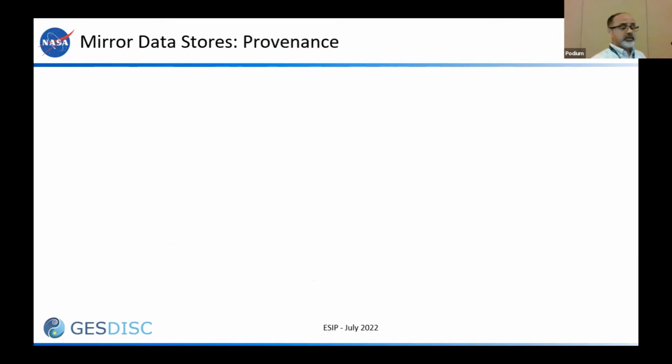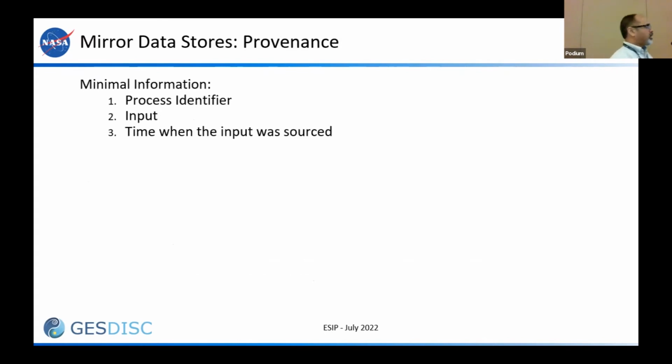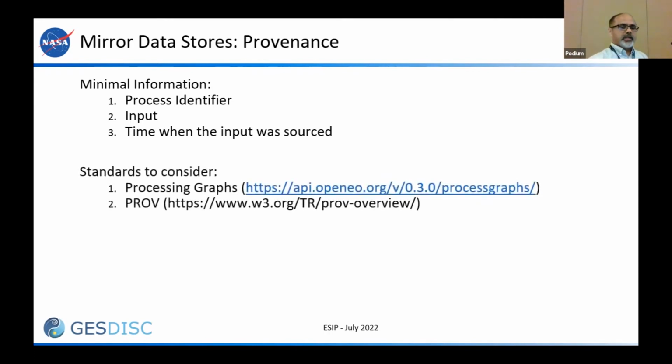The next is the provenance. For the earlier examples that my colleagues were explaining, Giovanni is an application that uses Zarr as the data store. We thought of storing some minimal information that indicates what process it went through, what the input was, and the time when the input was sourced, because the input data can change, so that way we know whether it's fresh or not. There are some standards we can consider. I like the processing graphs from openEO, and PROV has been there for over nine years. I don't know about its usage, but there are some standards to consider.